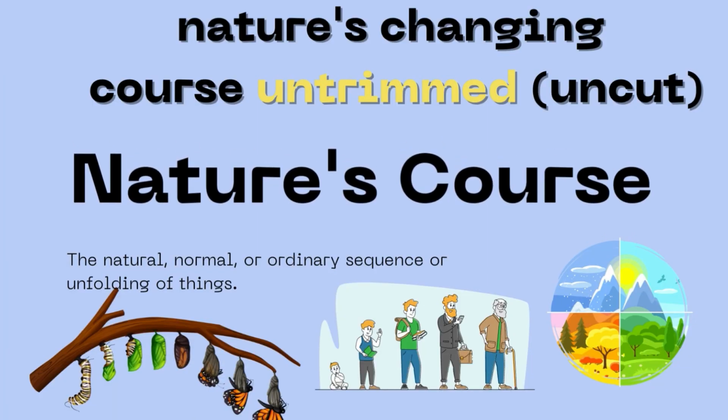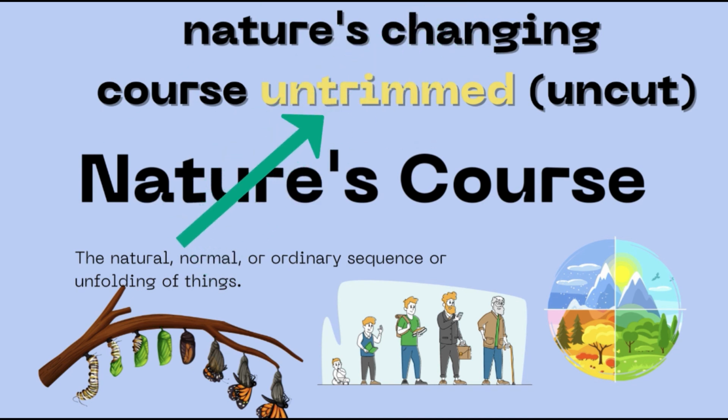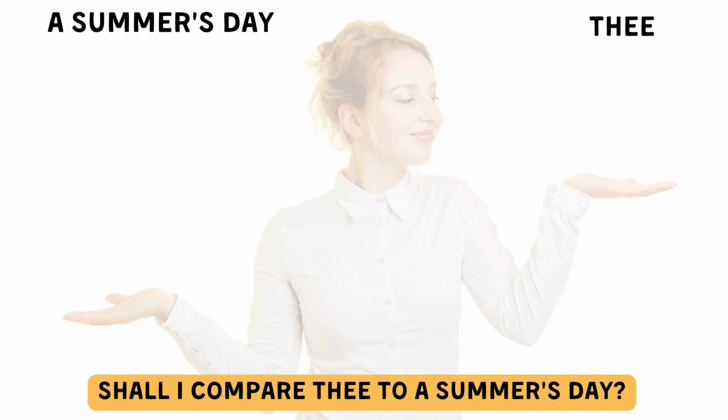Nature's changing course untrimmed. Untrimmed means something that's not changed, something that's uncut. We look at nature's course. What is nature's course? It's the natural, normal, ordinary sequence of unfolding things, whether it's a caterpillar going to a butterfly, or a baby becoming an adult, or winter cycling through spring, summer, fall, and then winter again. This is nature's course. Now, his son physically was robbed of nature's course.